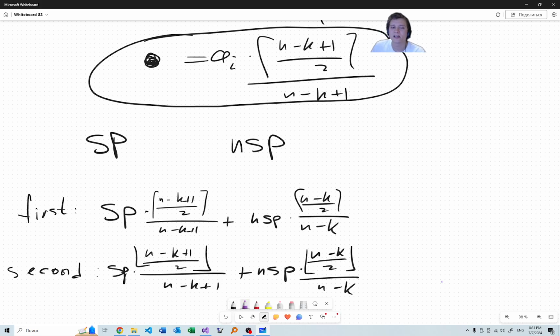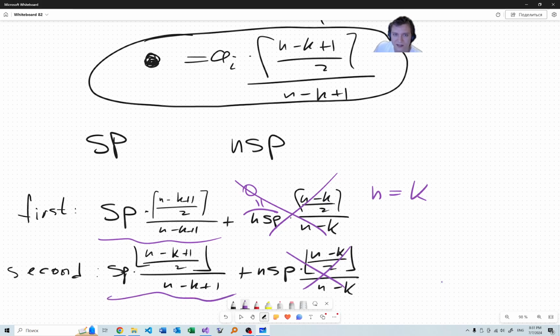There is one special case when n equals k. Therefore, there are no not special elements. But if there are no non-special elements, then this is equal to 0, and we can just ignore this altogether, so we don't have to divide by 0. Never in this solution. So basically, in the case when n equals k, only these two add-ons matter.